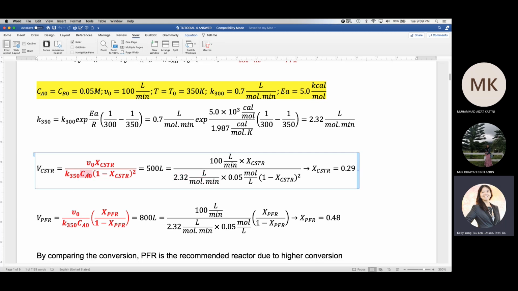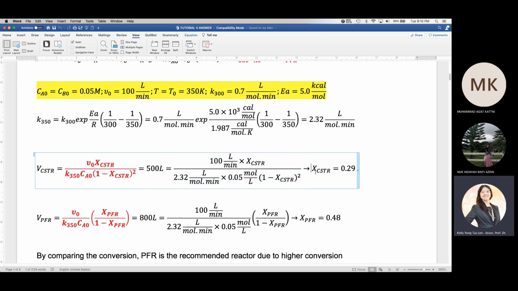Okay, CA0 dah diberi dalam soalan. The CA0 is 0.05, right? And then X ni ialah X yang kita nak cari lah. So kita tinggal lagi. Okay, so when you solve this equation, kalau kamu perasan, ini adalah persamaan kuadratik. Okay, ni matematik sikit lah. You have learned mathematics.